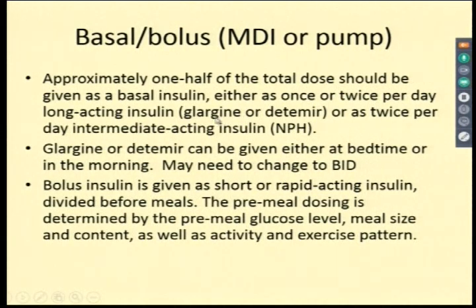But on average, if you have somebody that's getting 80% of their insulin as basal and a small percentage pre-meal, unless they're completely avoiding carbohydrates, they're probably not controlled well. They're probably getting hypoglycemia between meals. So you want to look at that ratio. So you can give glargine or detemir either at bedtime or may need to change to BID. And bolus insulin is divided between meals.